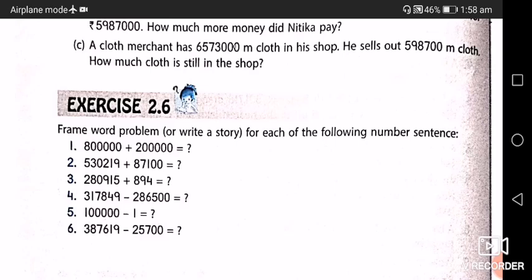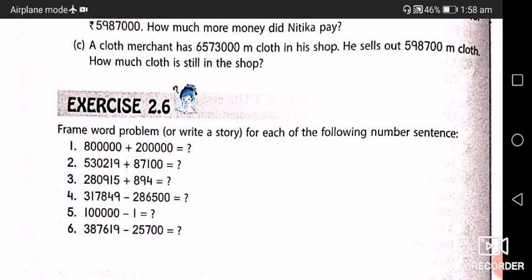Now question number 1 is 8 lakh plus 2 lakh. What will you get? Now as I told you, you are not supposed to solve it. What you have to do is frame a word problem. See, a simple word problem will be: what is the sum of 8 lakh and 2 lakh? That is a simple word problem which everyone can write.